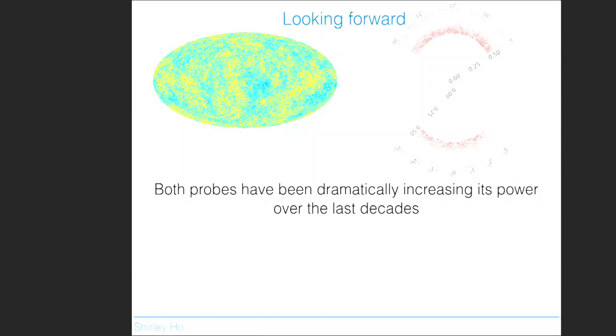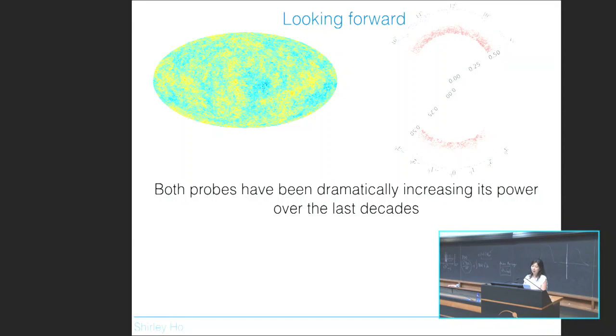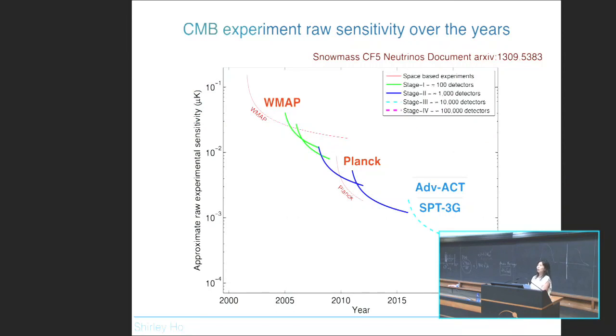So hopefully, looking forward, now combining these probes, you have seen that both probes have dramatically increased their power over the last decade, so it's nice to start thinking about combining them together. When I say dramatically increased the power, what does that mean? This is approximate experimental sensitivity over the years. I know some of you might be born in the year 2000, I suspect. Well, maybe not. But it's dropped exponentially, basically, over time.